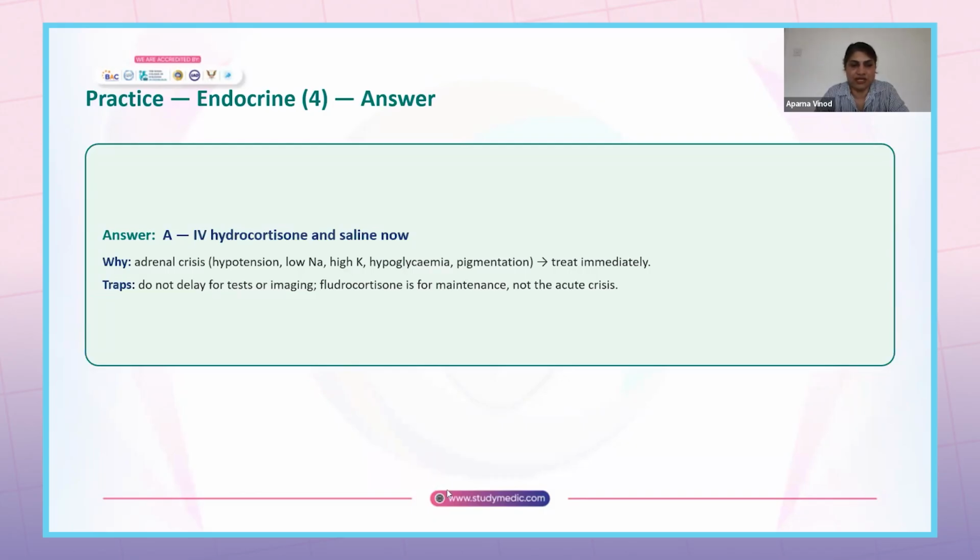Yes, so since the patient is in adrenal crisis with hypotension, low sodium, high potassium, hypoglycemia, and pigmentation, we have to treat immediately. So that is IV hydrocortisone and saline now. Do not delay tests. So often people who have established adrenal insufficiency or Addison's disease will be provided a pen with hydrocortisone, so they can take it immediately when they feel they are going into crisis. So the paramedics are trained to do that as well. So often before reaching the hospital itself, they would have got their hydrocortisone and they would be on a bag of fluids.